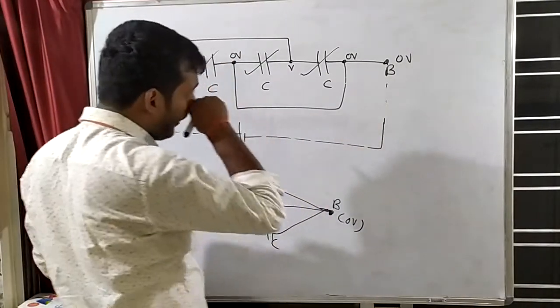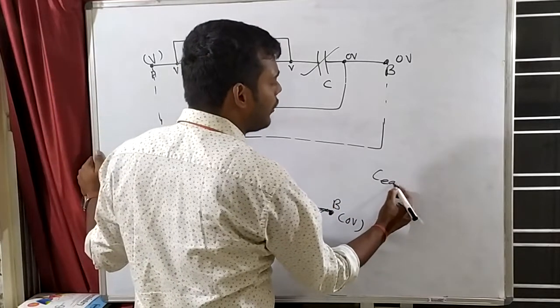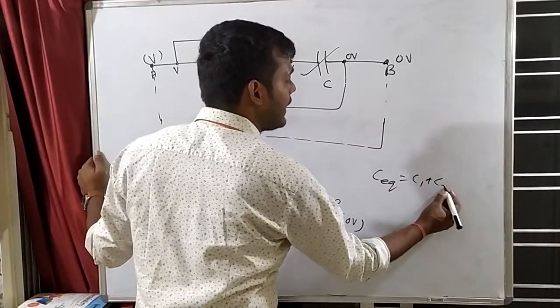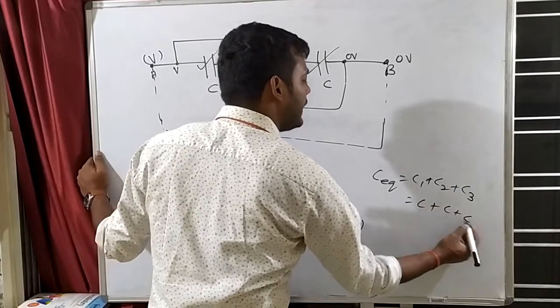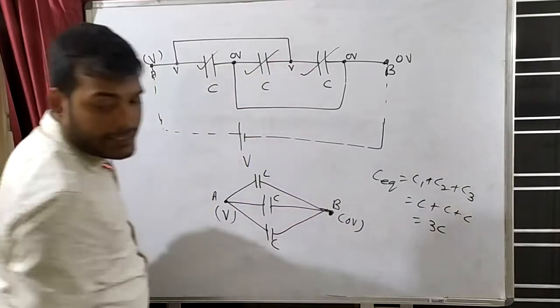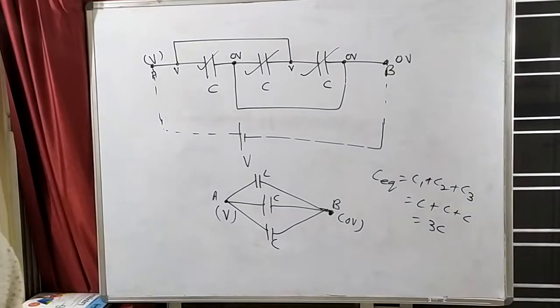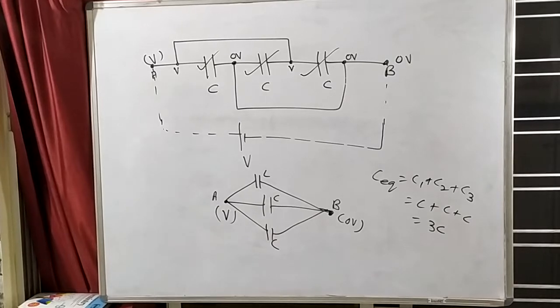So what will be the equivalent capacitance? Equivalent capacitance C equivalent is equal to C1 plus C2 plus C3. Right? So C1 plus C2 plus C3, that means C plus C plus C. That means what will be the answer? 3C. Is it clear? Write it fast. I am taking one more question like this.